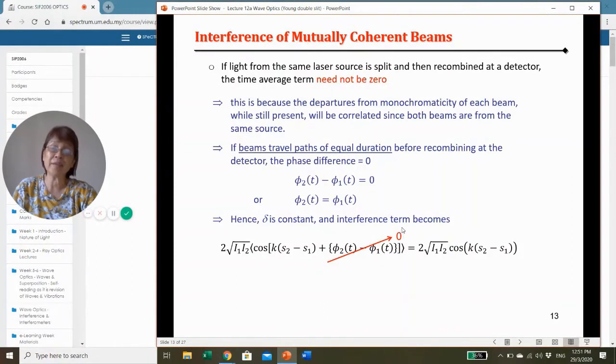So what does that leave us? That will leave us with the cosine of k times s1 minus s2. If you look at this one, it has no time term, so taking the time average doesn't affect it. So we can then write this as 2 root of I1 I2 cosine of k times s2 minus s1. All right.